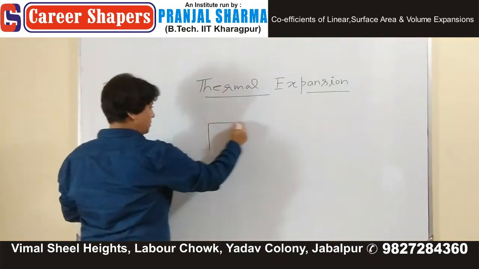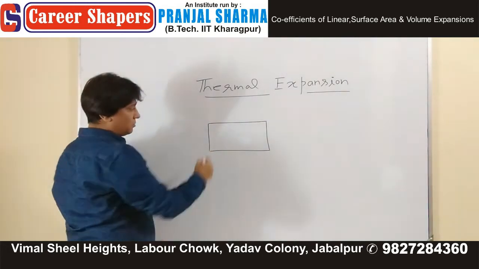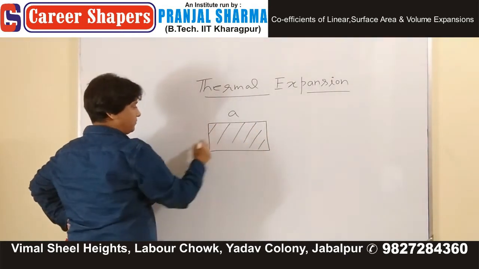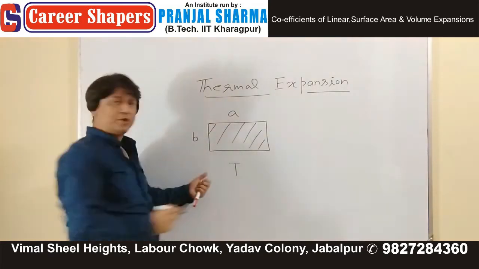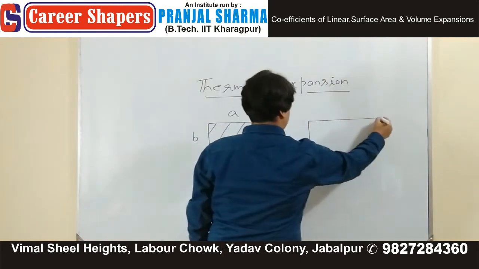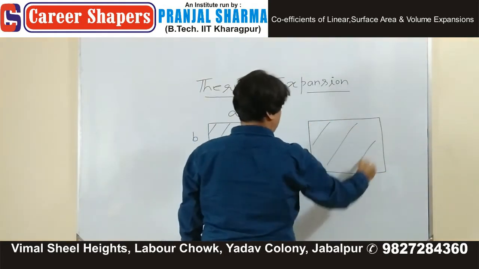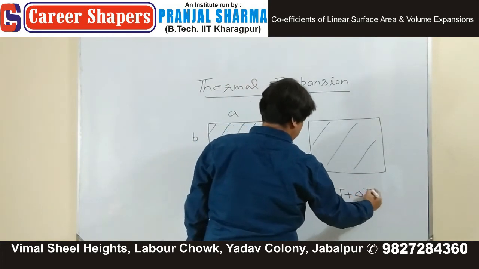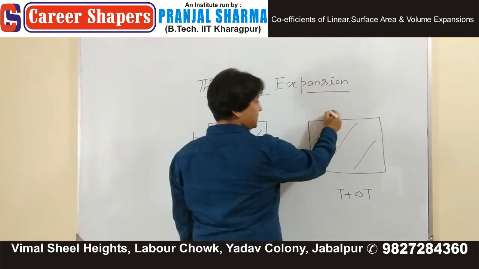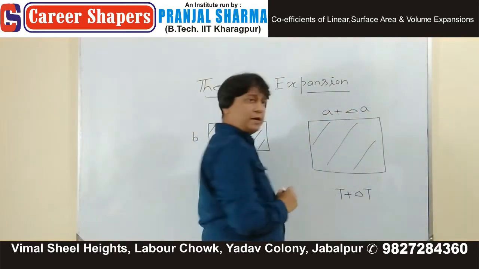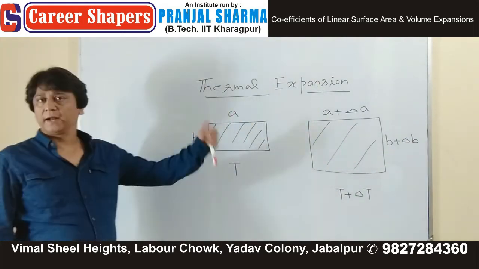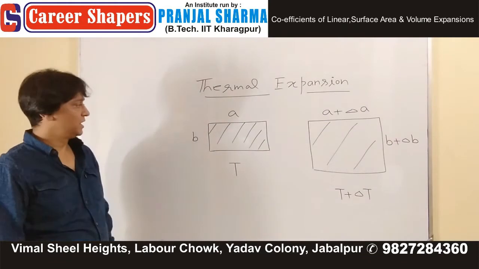Suppose we have a rectangular plate with side lengths A and B, and temperature is T. Then when temperature is increased by delta T, from T you increase by delta T, it becomes T plus delta T. We found that this length is now A plus delta A, and this length is B plus delta B. Delta A, change in length. Delta B is also change in length.